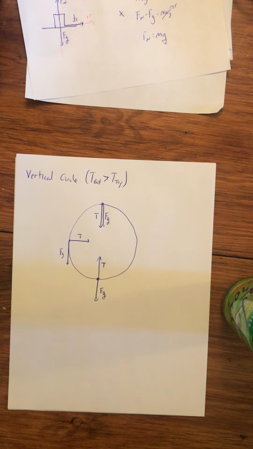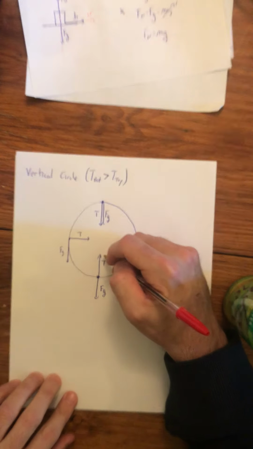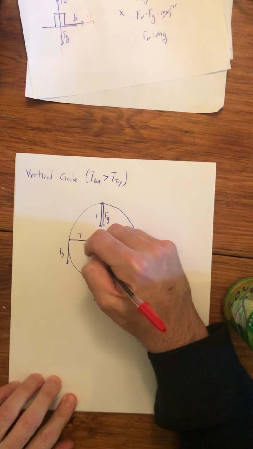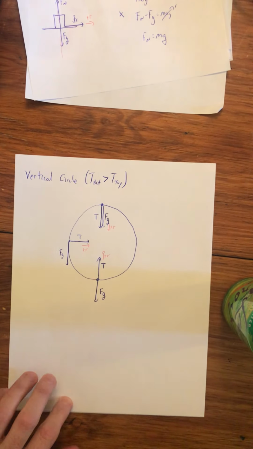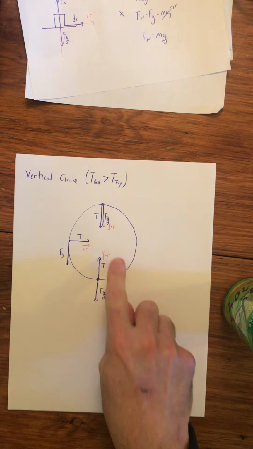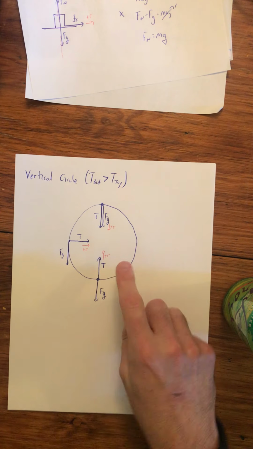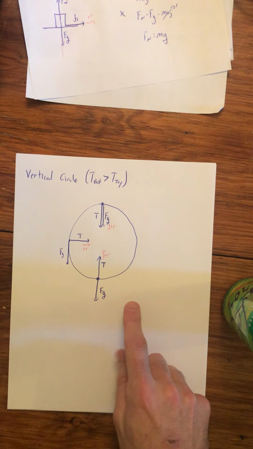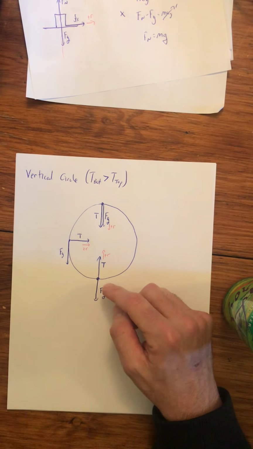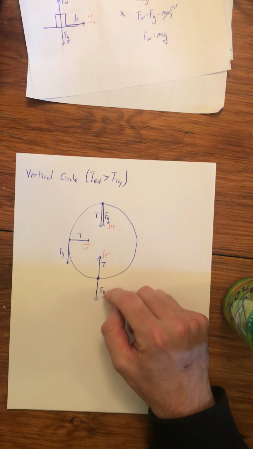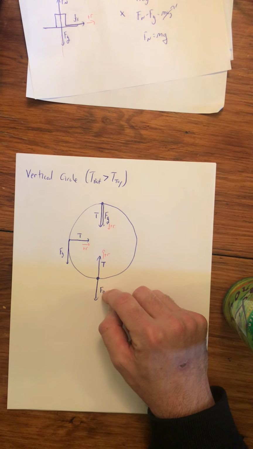So let's see why T bottom is greater than T top. Well, in each of these cases, we know there's a net force inwards. So here's my positive radial direction, and that is the direction of the net force. So if there's a net force inwards, folks, Fg doesn't change as you go around. But we know there's got to be a net force inwards. That means that T has to be bigger than Fg.